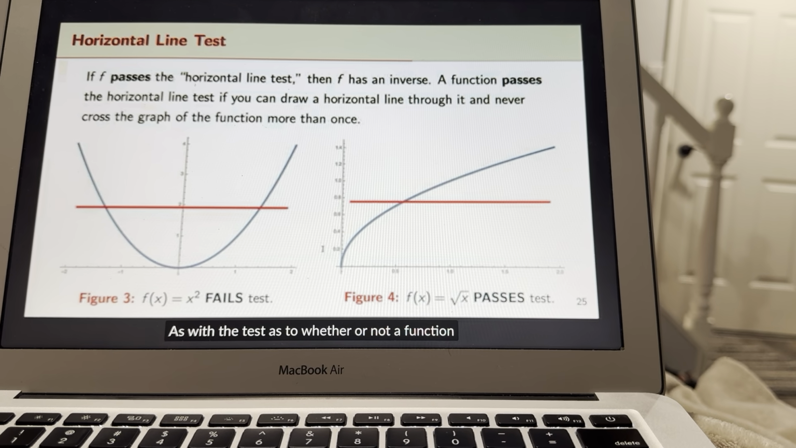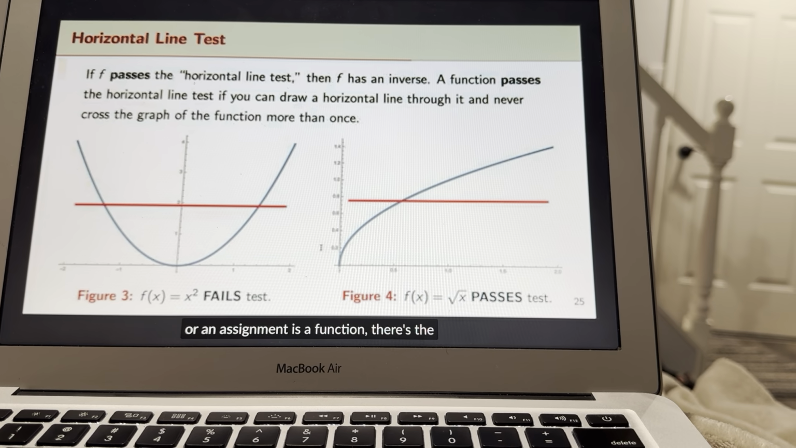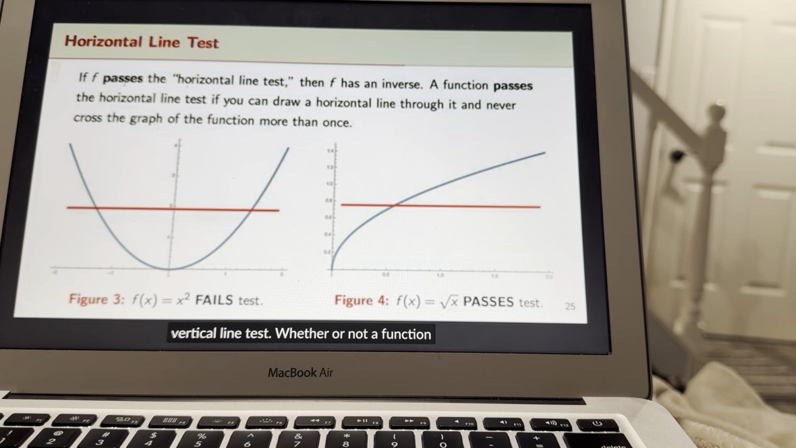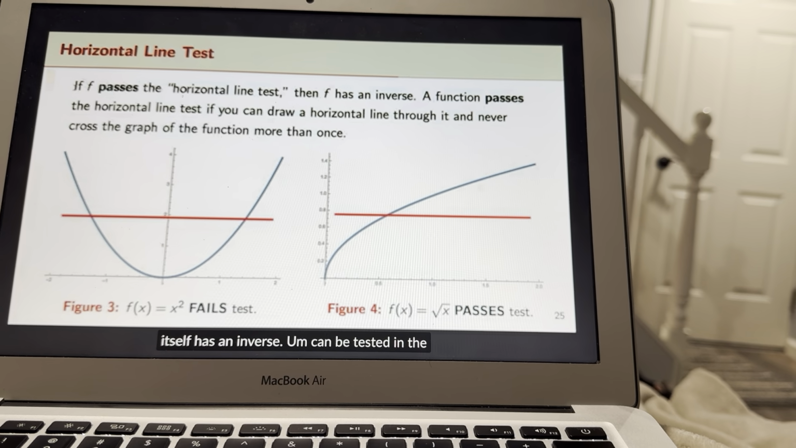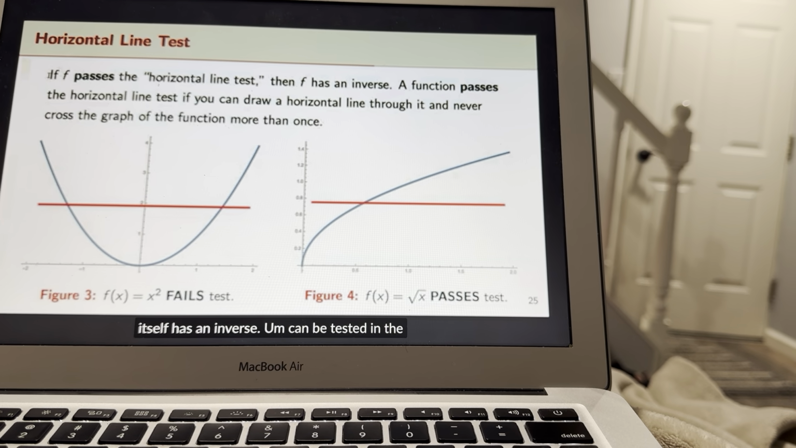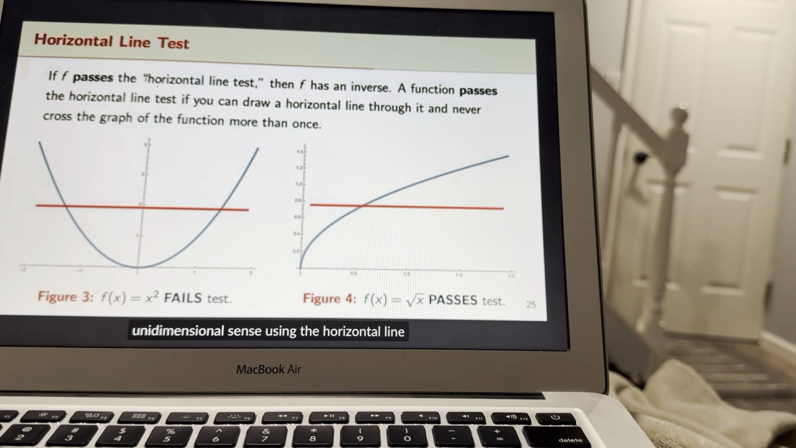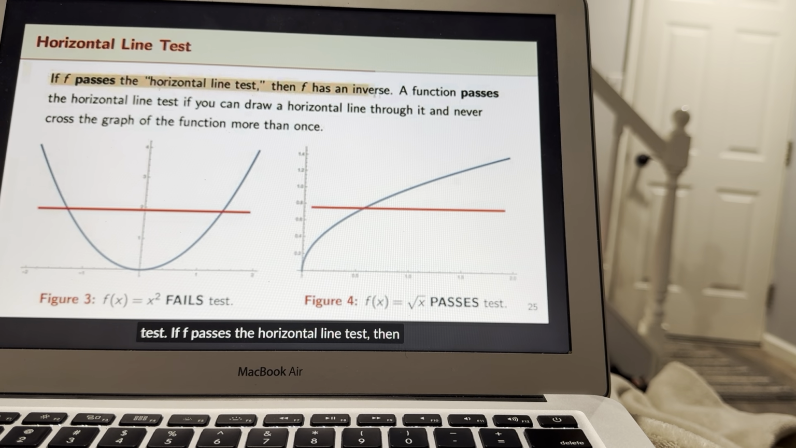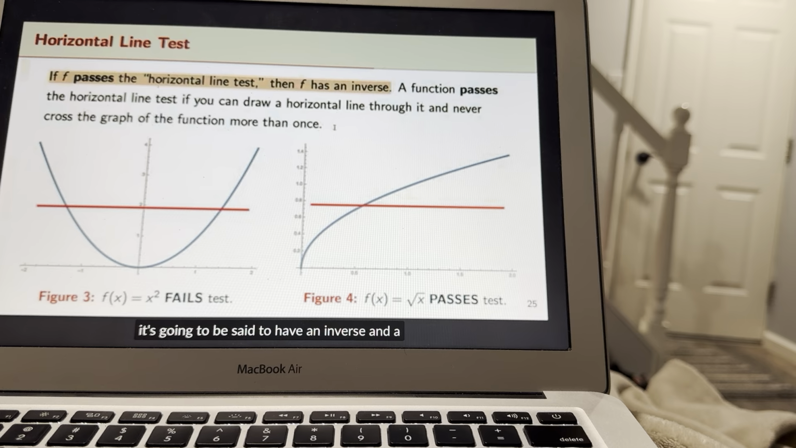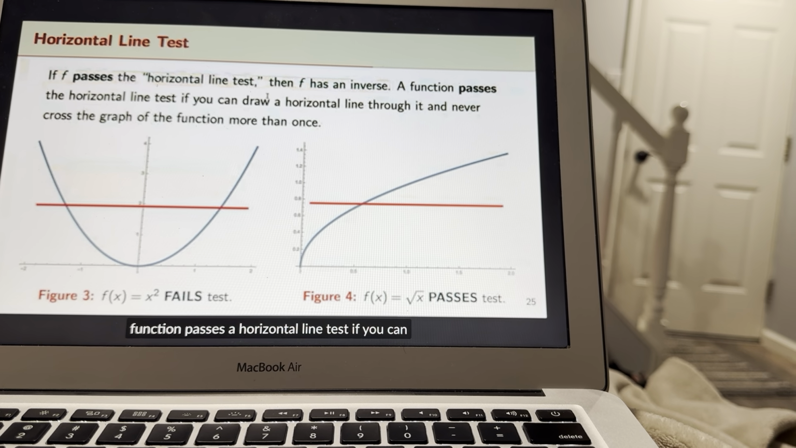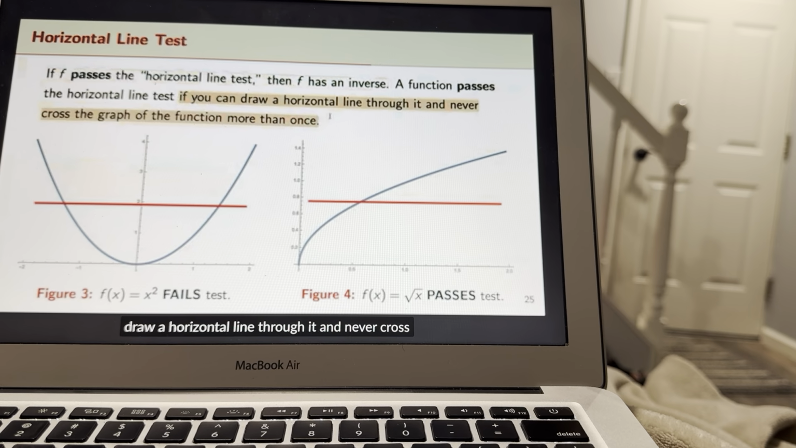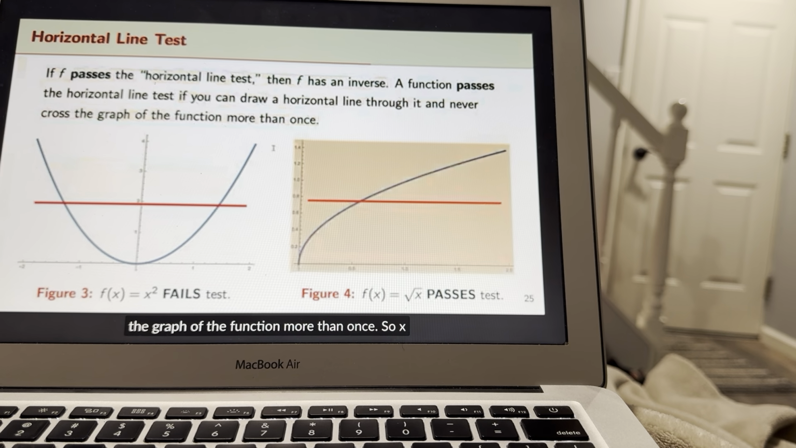As with the test as to whether or not an assignment is a function, there's the vertical line test. Whether or not a function itself has an inverse can be tested in the unidimensional sense using the horizontal line test. If f passes the horizontal line test, then it's going to be said to have an inverse. And a function passes the horizontal line test if you can draw a horizontal line through it and never cross the graph of the function more than once.